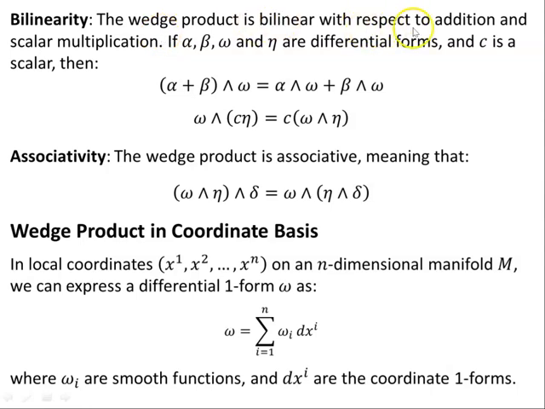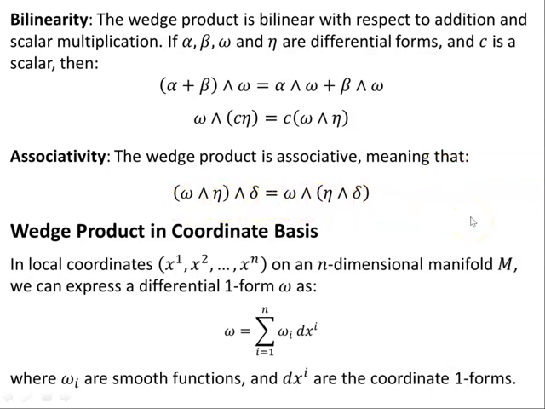So the wedge product is bilinear with respect to addition and scalar multiplication. So alpha, beta, omega, and eta are differential forms, and C is a scalar. Then alpha plus beta, in parentheses, wedged with omega, we could distribute across here. So we get alpha wedge omega plus beta wedge omega. Okay, so it's bilinear in that respect. And for multiplication by scalar, omega wedge the scalar C times eta is just C times the whole lot, omega wedge eta. Associativity: the wedge product is associative, so this condition holds.